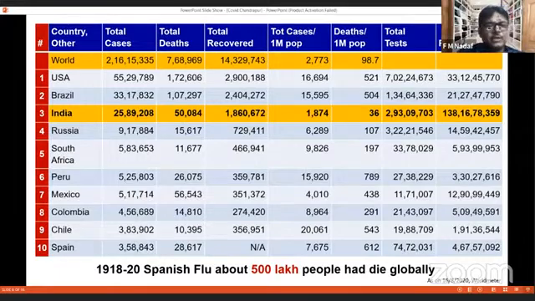Then you have Russia, which accounts to about 9 lakh. Then South Africa, 5 lakh, Peru, 5 lakh, Mexico, Colombia, Chile, and Spain. These are top 10 countries of the world which are infected with this dangerous virus.